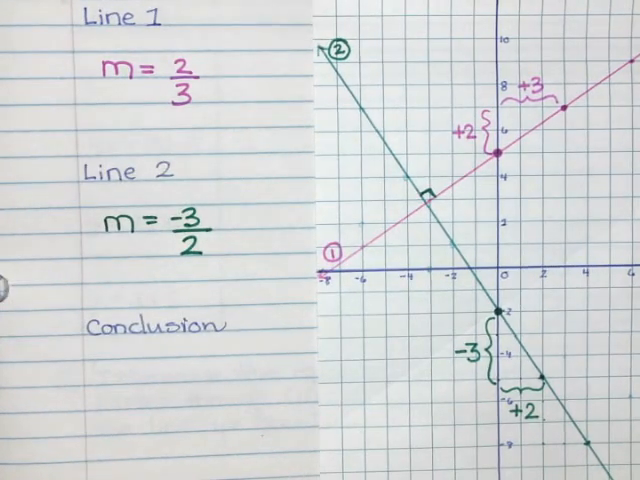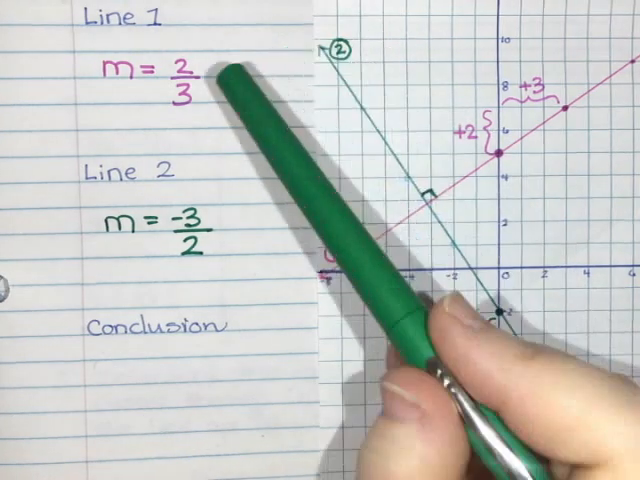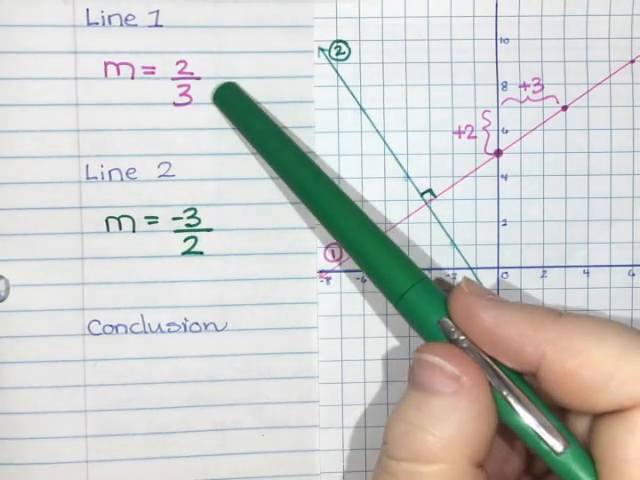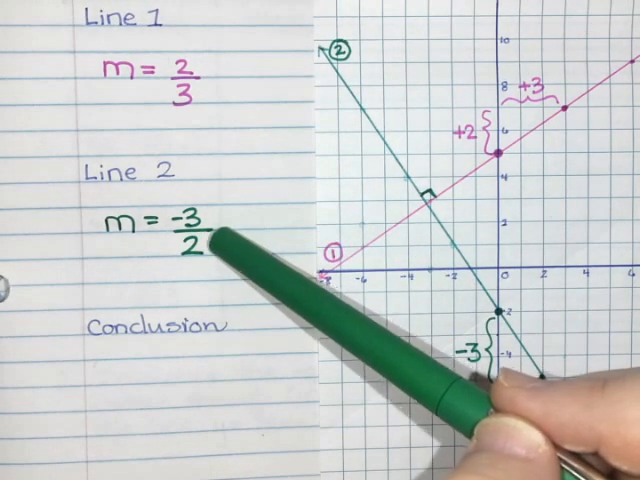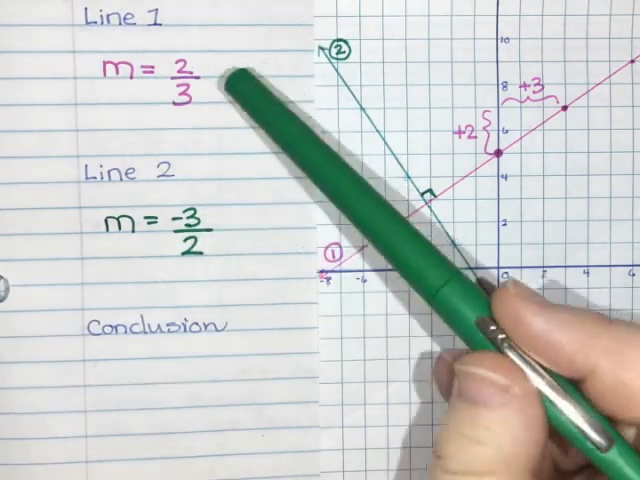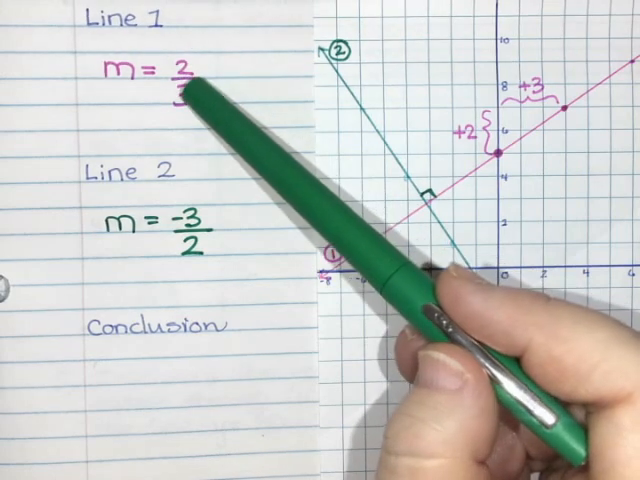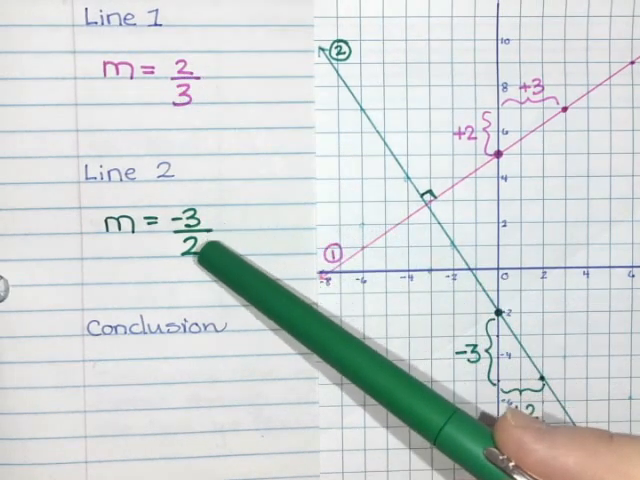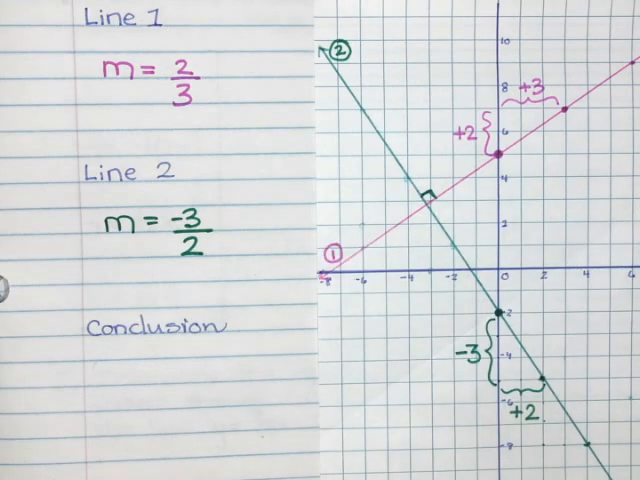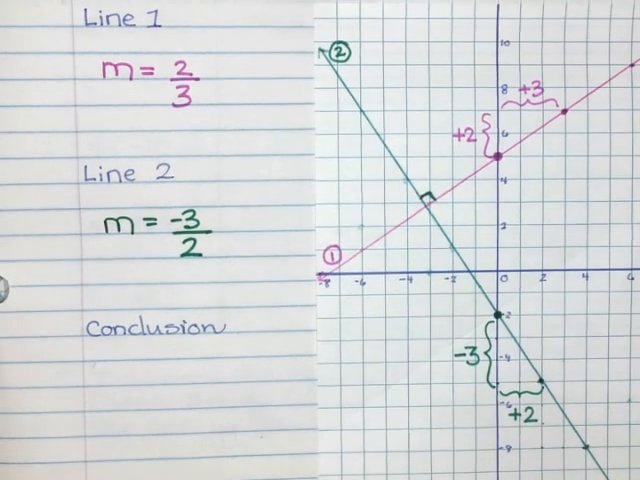Okay, so what do I notice about the slopes of those lines? Well, I have 2 over 3 and -3 over 2. I notice that one of them is positive and one of them is negative. And I also notice that the numbers appear to be flipped over. So here I have 2 over 3, and here I have 3 over 2. So there's a very fancy word for this. Slopes of lines that are perpendicular are what we call negative reciprocals.